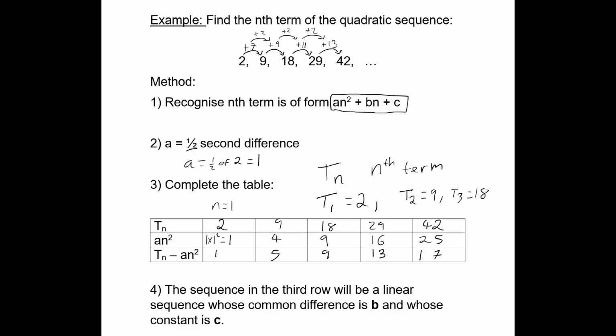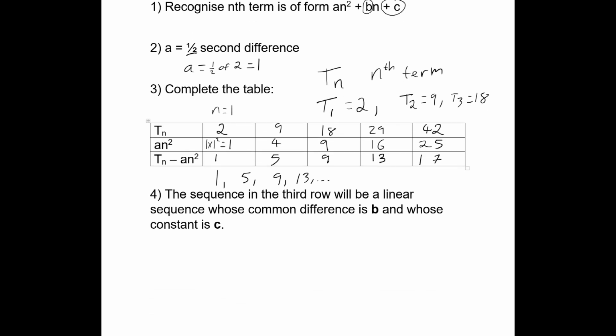The sequence in the third row, as we can see, 1, 5, 9, 13, 17, and so on, is going to be a linear sequence, and we can see that it is. We're adding 4 every time. And the common difference of that sequence is going to be b, and the constant is going to be c. So basically, we look at the sequence in the third row, 1, 5, 9, 13, and so on, and we work out its nth term. So as before, from the previous video on linear nth term, the common difference, or the first difference, is 4. And we can see that's constant.